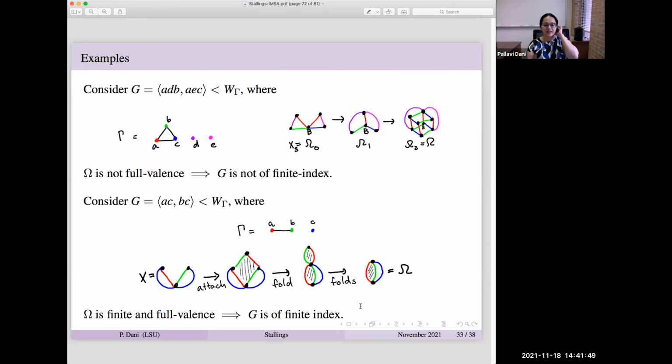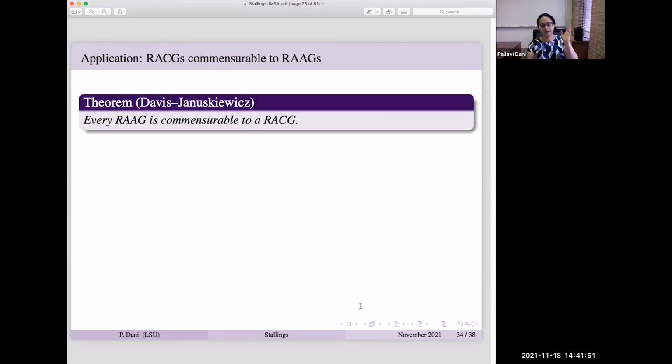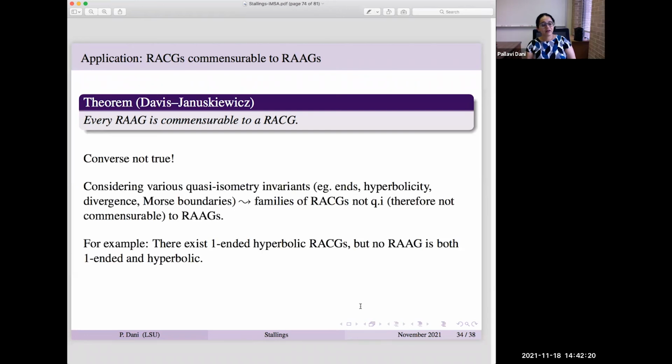Going back to what I was saying, this was our original motivation for coming up with this notion of foldings in the first place, which has to do with commensurability. This is an application, a sidetrack here. There's a well-known result of Davis and Januszkiewicz, which says that every right-angled Artin group is commensurable to some right-angled Coxeter group. And the converse of this is very far from being true. It's easy to see that using quasi-isometry invariants, for example.